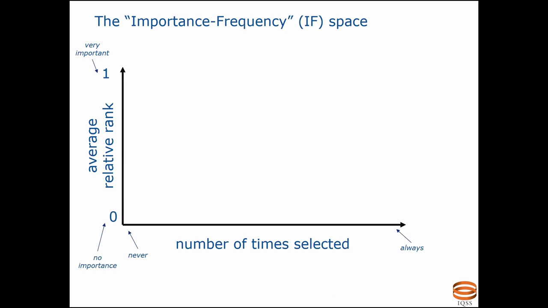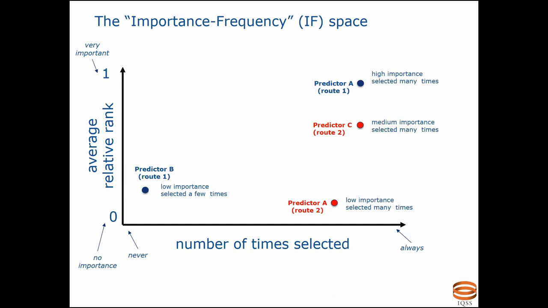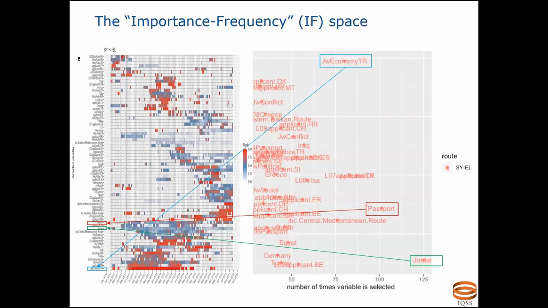So you can get that, for example, for route two, which is the red route, and route one, which is the other route, predictor A can be highly important for route one, and it is also selected many times. While the same predictor can be of very low importance for the other route, although it is also selected many times. And the rest of the graph you can guess. So what does this graph give us? It gives a way to understand whether a variable is, for example, often selected but not so important.